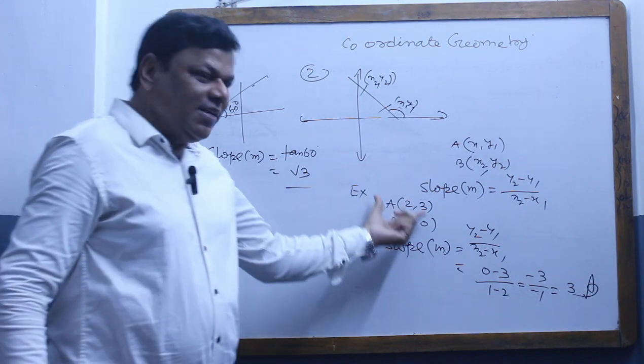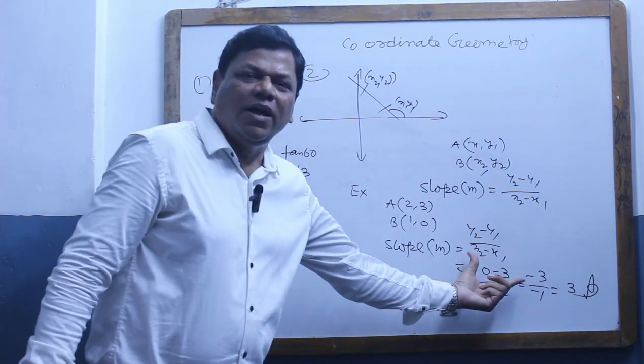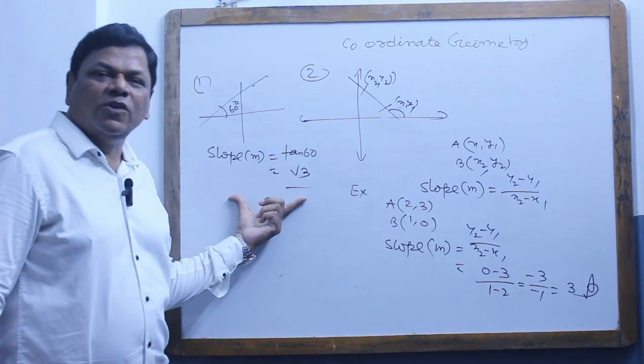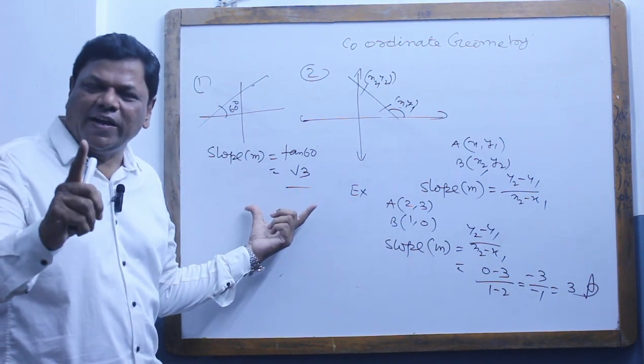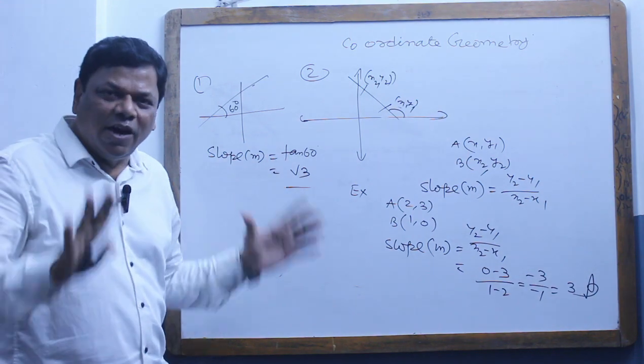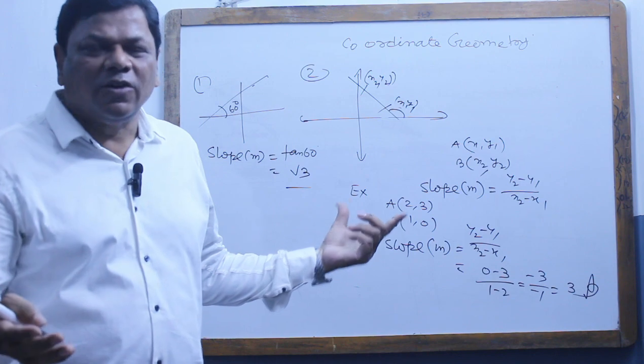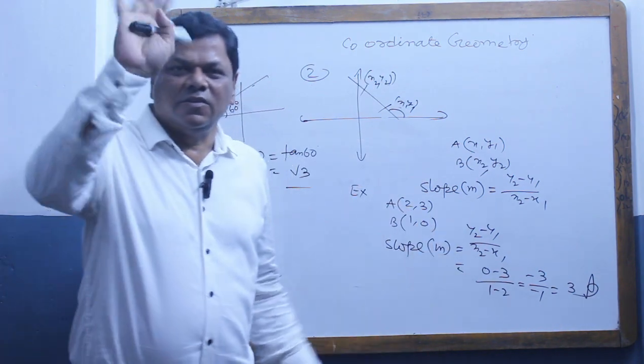If coordinates are given, apply this formula to find the slope, and if the degree is given, apply this formula to find the slope. There is another way to find it, I will tell you later. Till now, you have to understand this particular part, then you have to come to the next part of this equation of straight lines. Goodbye, children.